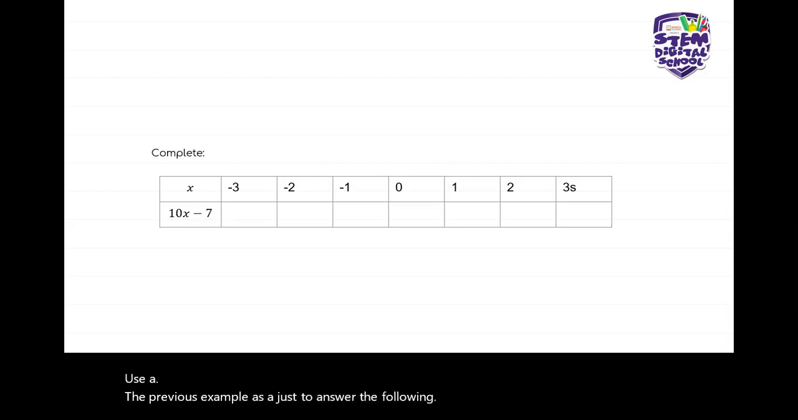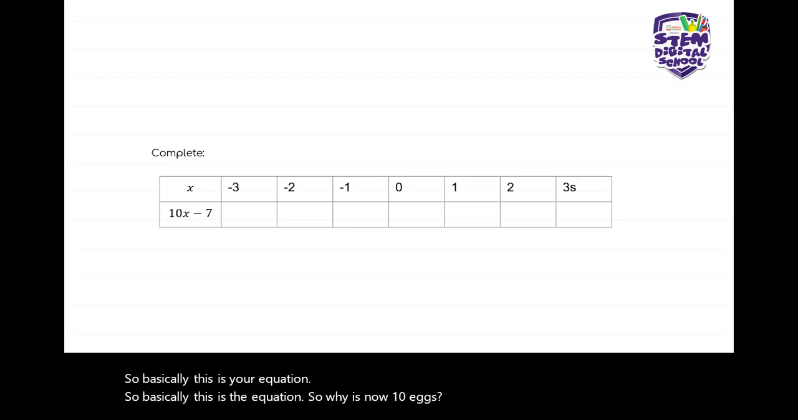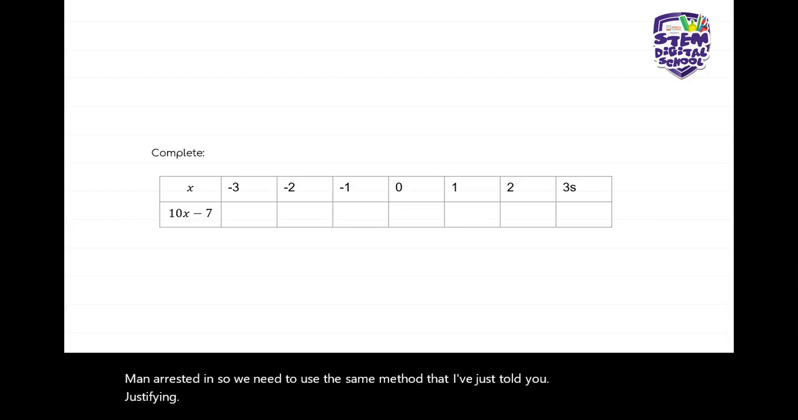Remember the 10x minus 7, that is the value of y. So in other words, y is equal to 10x minus 7. So basically, this is your equation. So y is now 10x minus 7. So we need to use the same method that I've just taught you, just to find the different values there. The method is the same as the previous one.